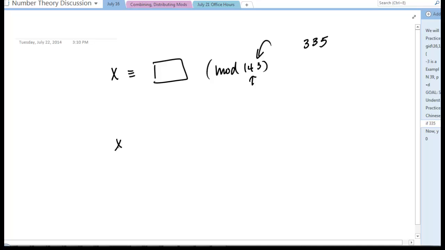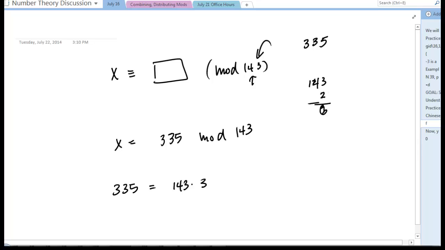And it would be unique in that mod. So if I take 335 mod 143, this is going to be 335 is equal to 143 times 3. Does it go in there 3 times? I don't think so. So we go 2 times. 6, 8, 286. 335 minus 286. There we go.